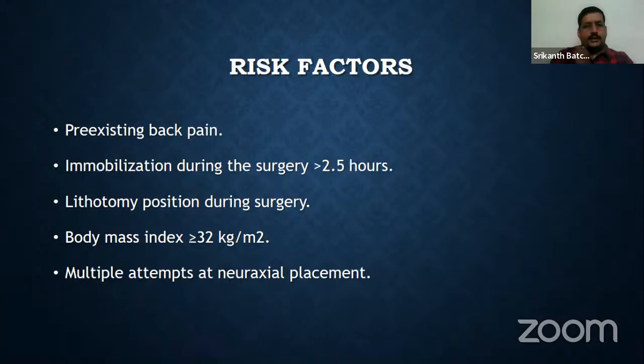Another risk factor is a high body mass index, more than 32 kg per meter square. And what we can all avoid is multiple attempts at neuraxial placement, be it spinal or epidural, where with the larger needle, the trauma will be more. Limiting multiple attempts will definitely help in a lower incidence of postoperative back pain.